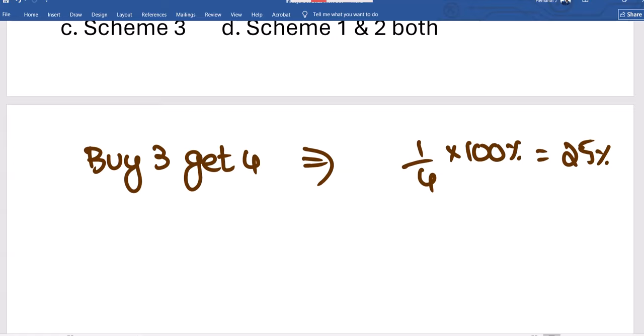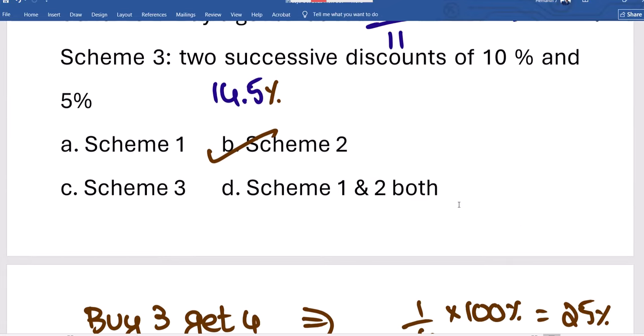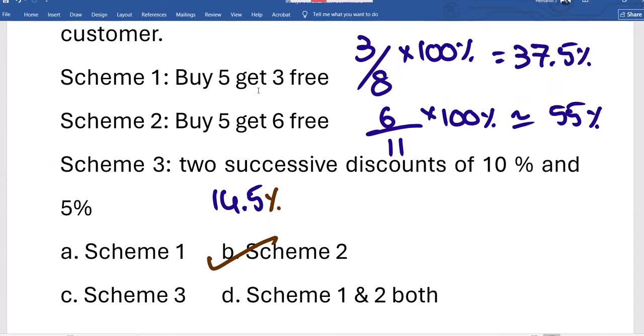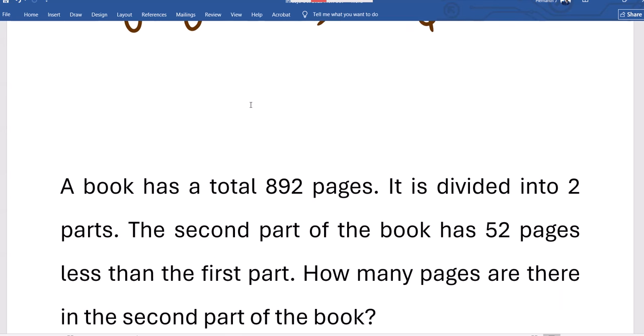There is a difference between this statement and the before one. In the before one, what did they give? Buy 5, get 3 free. Buy 5, get 6 free. The 6 you are getting free, clearly mentioned. If that free is removed, then the meaning is different. So you should just be aware of those.